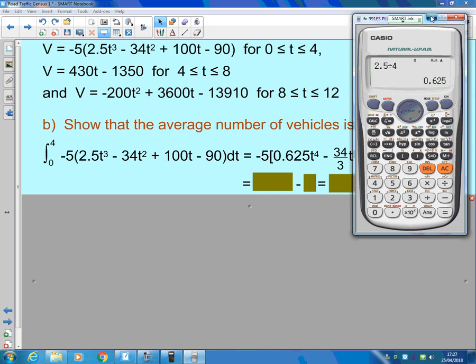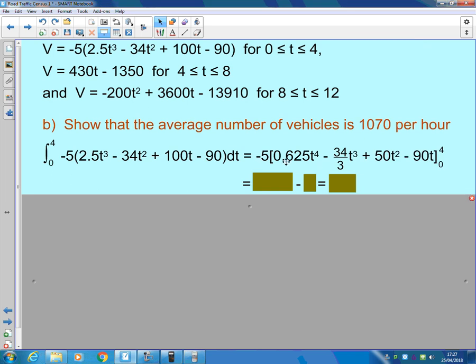So you see how we did that. The minus 5 stays here. Increase the power by 1 to 4. Divide that by 4, because it's 0.625. This one, minus 34, t cubed, 3 doesn't go into it, so I leave it as minus 34 over 3. This one, increase the power to 2, t squared, divide by 2, 50. And then minus 90t. Put in the numbers 4 and 0.